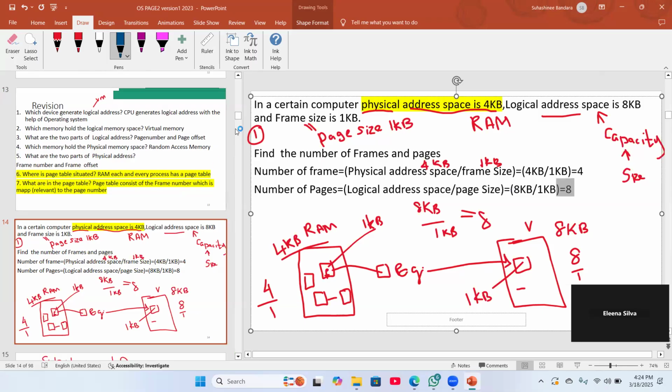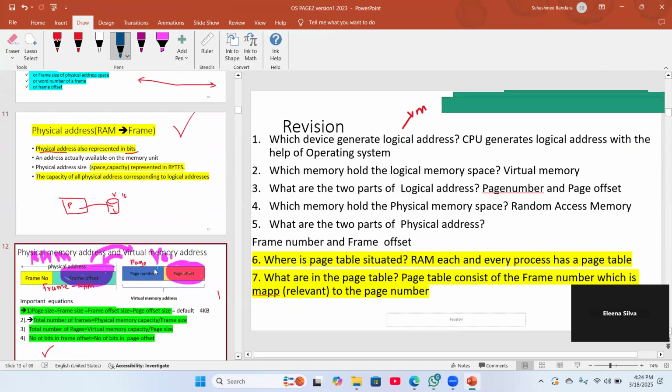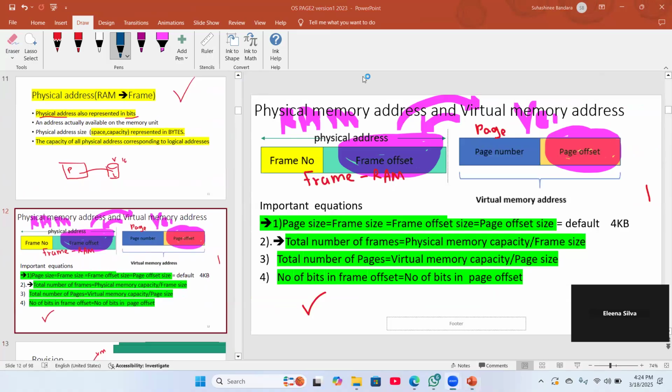Okay, so we'll complete these 3 slides. You need the formula. With the help of the formula, you have to complete. Let's get started to copy the notes.